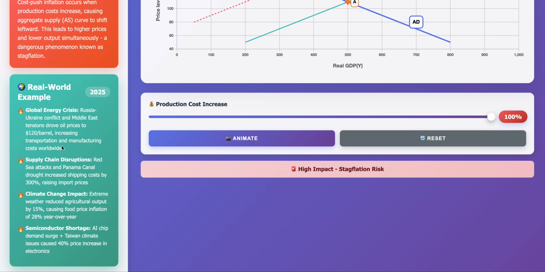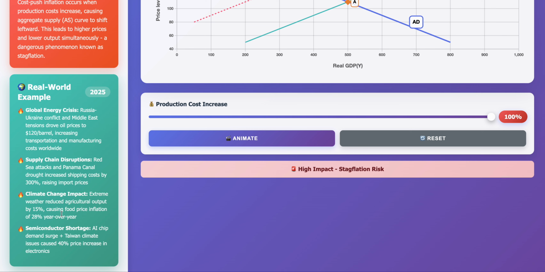and manufacturing cost worldwide. Supply chain disruptions: the Red Sea attack, conducted presumably by Yemen, the Israel Palestine war, Iran getting involved, all of that, and the Panama Canal drought increased the shipping cost by 300%, raising import prices.